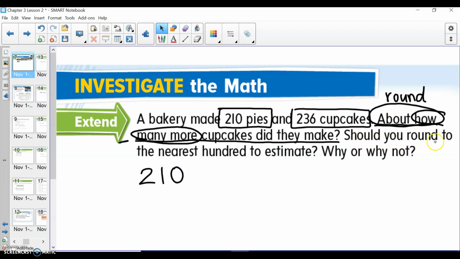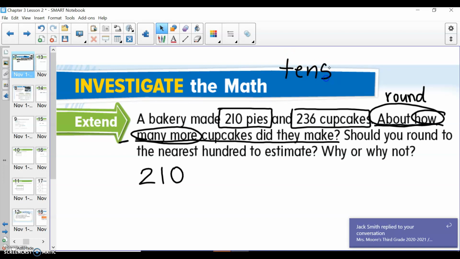Here's a question. Should you round to the nearest 100 to estimate? Why or why not? Well, in class, we've been talking about trying to get our estimate to be as close to the actual answer as possible. So in order to get as close to the actual answer, when a question does not tell you whether you should go to hundreds or to tens, always choose to round to the nearest tens. Okay? So 210, here's interesting. If we look at 210, that is already a number that is rounded to the tens. So we don't need to round that number at all.